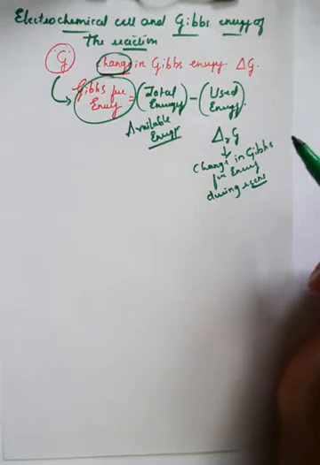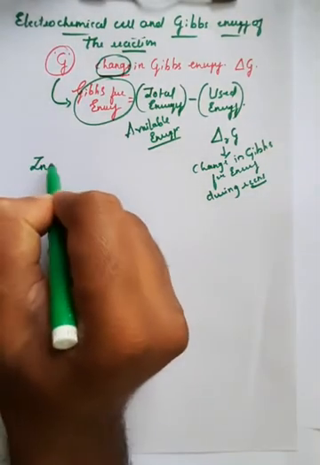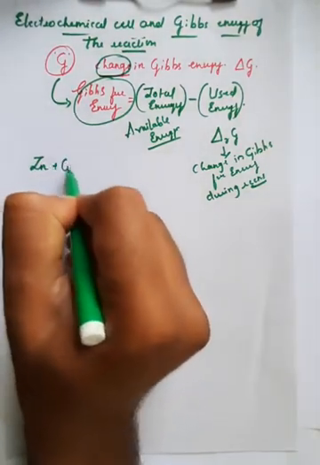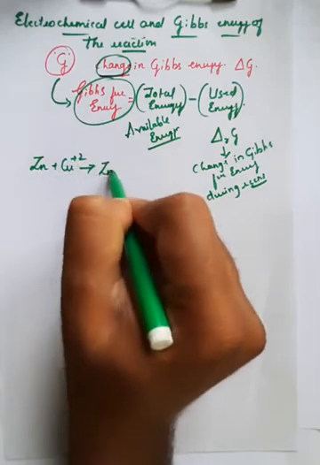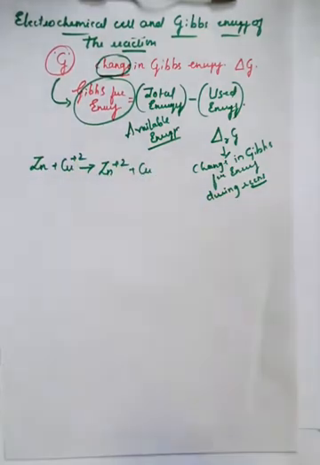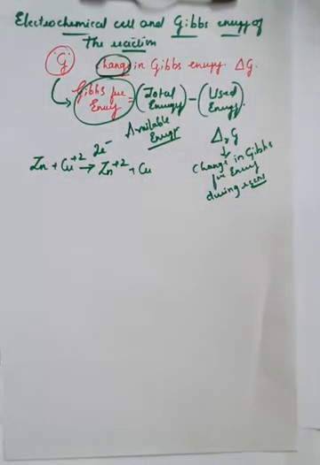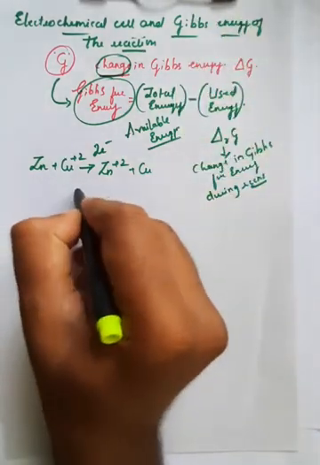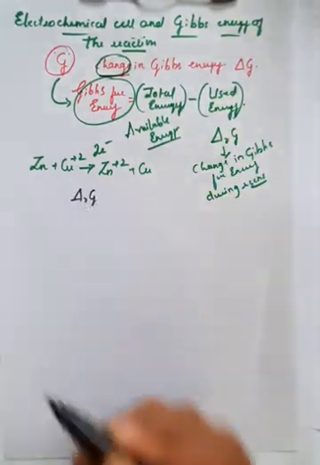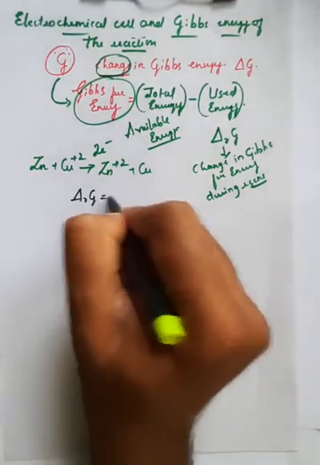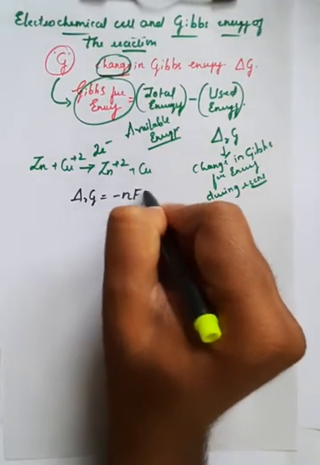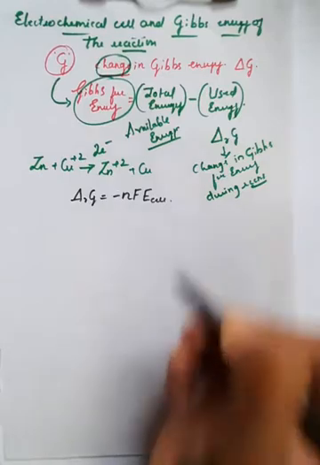For example, if you take the same Daniell cell, Zn plus Cu2+ converts into Zn2+ plus Cu. During the reaction there will be a transfer of 2 electrons. Here we can calculate the change in Gibbs free energy with the help of a formula. The formula for the calculation is delta R of G equals minus nF into E cell, the EMF of the cell, right?